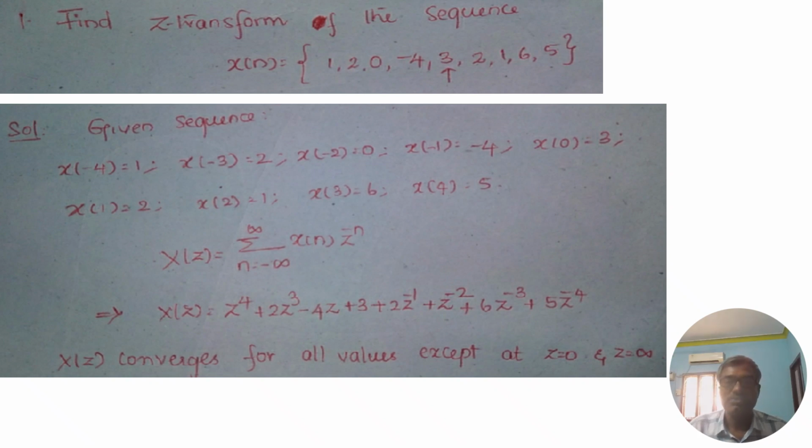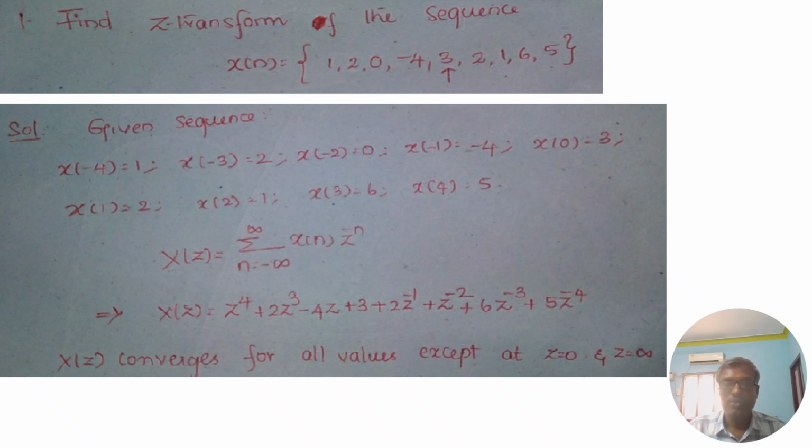Find the Z transform of the sequence x of n equal to 1, 2, 0, minus 4, 3, 2, 1, 6, 5. Here at one position the arrow mark is given, which represents the origin of the sequence, that means it represents x of 0. The left hand side of the arrow mark represents the negatively positioned samples, whereas the right hand side of the arrow mark represents the positively positioned samples.